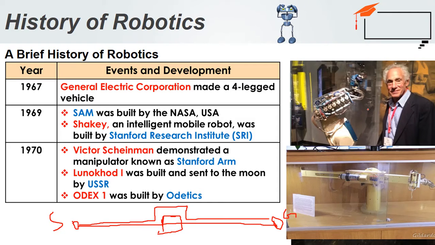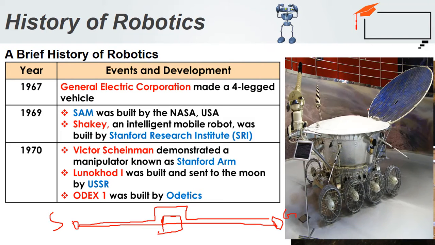And in 1970s, the Russia developed a robot called Lunacar, which is a mobile robot which moves over the moon surface and does some analysis over the moon surface.